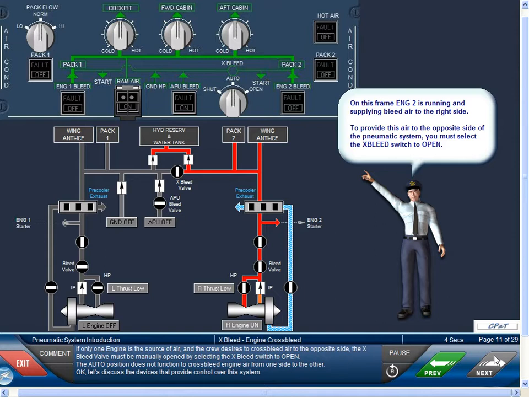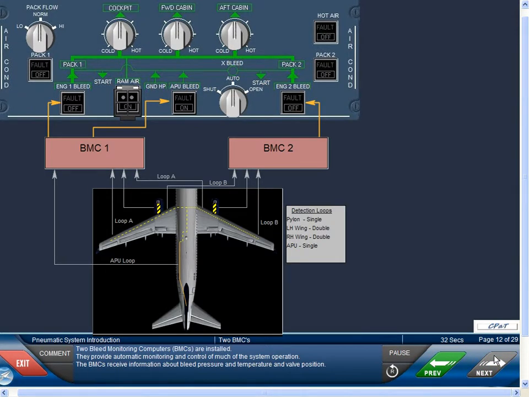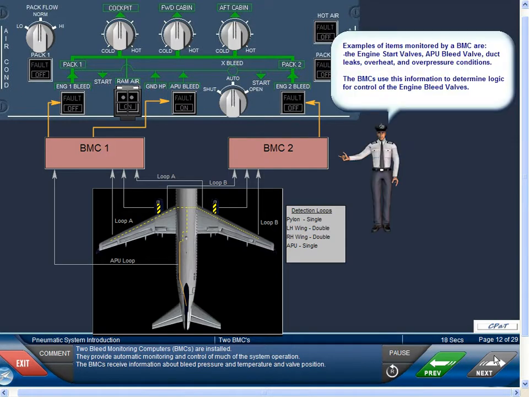Okay, let's discuss the devices that provide control over this system. Two bleed monitoring computers, or BMCs, are installed. They provide automatic monitoring and control of much of the system operation. The BMCs receive information about bleed pressure and temperature and valve position. Examples of items monitored by a BMC are the engine start valves, APU bleed valve, duct leaks, overheat, and overpressure conditions. The BMCs use this information to determine logic for control of the engine bleed valves.